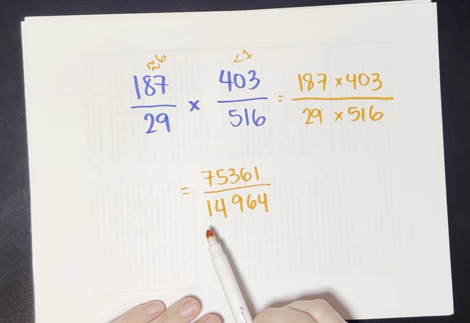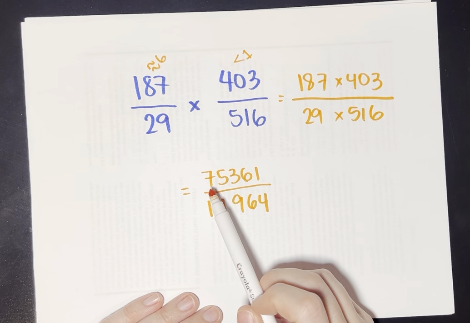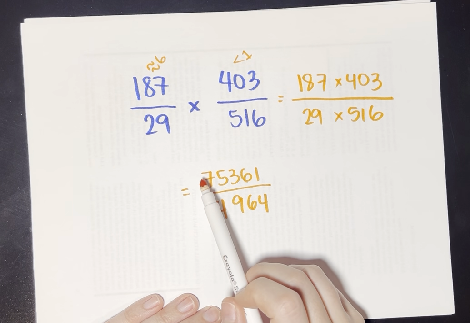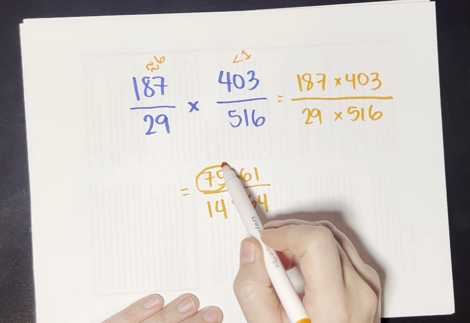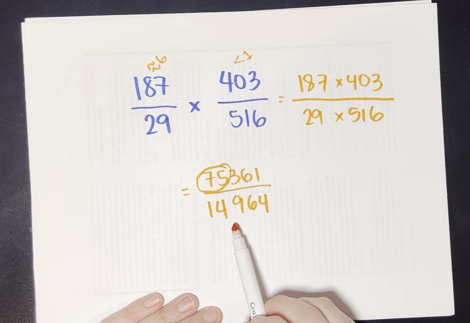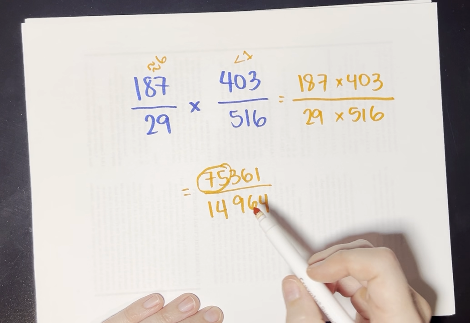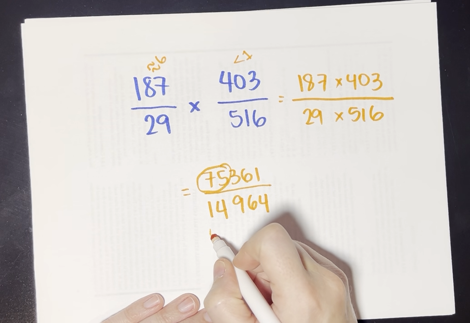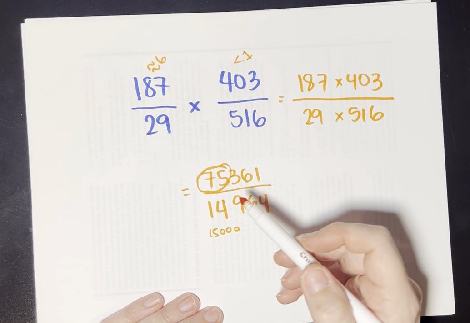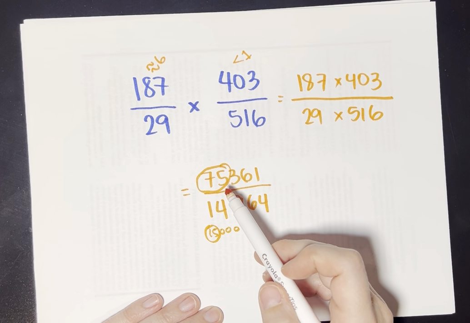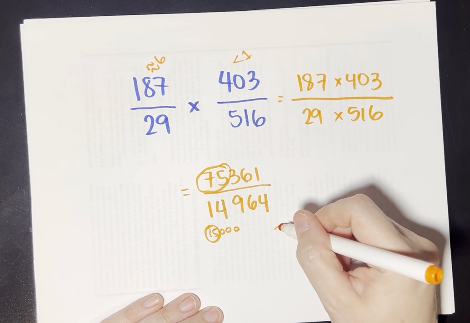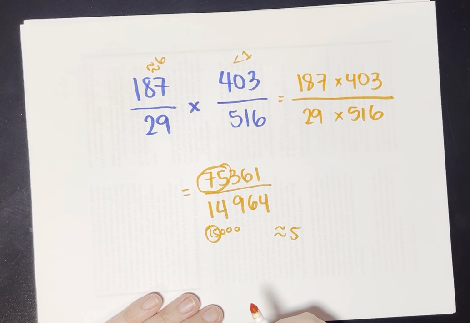And if we look at this number here, 75,361 is pretty close to 75,000 and 14,964 is pretty close to 15,000. And if we look at 75,000 over 15,000, indeed we see this number is pretty close to 5. So seems like this algorithm is making sense and making sense with our estimation. Great.